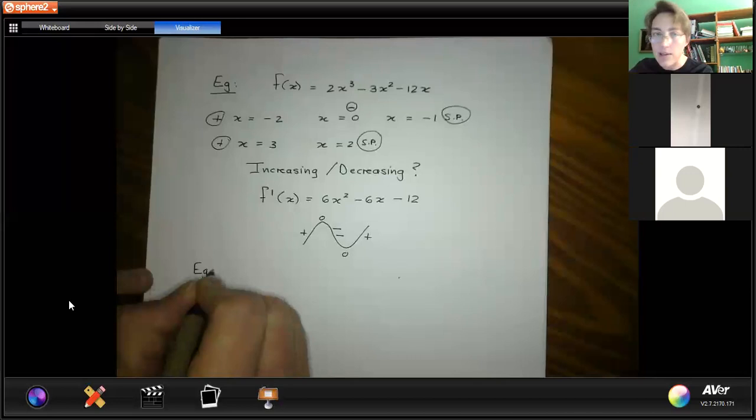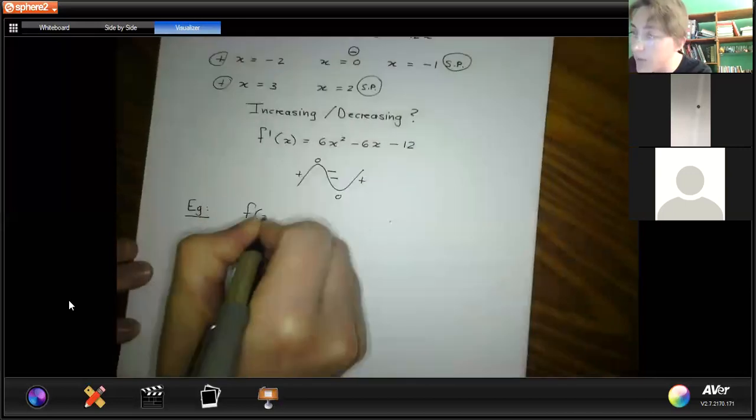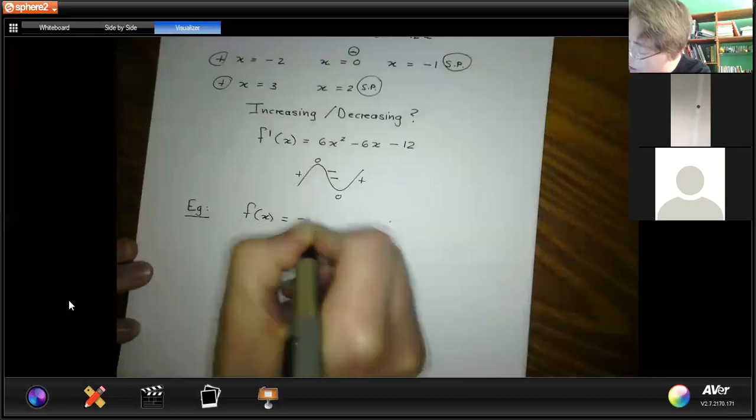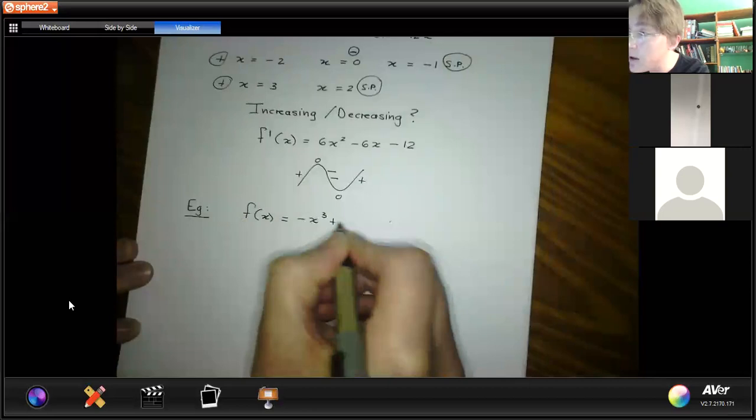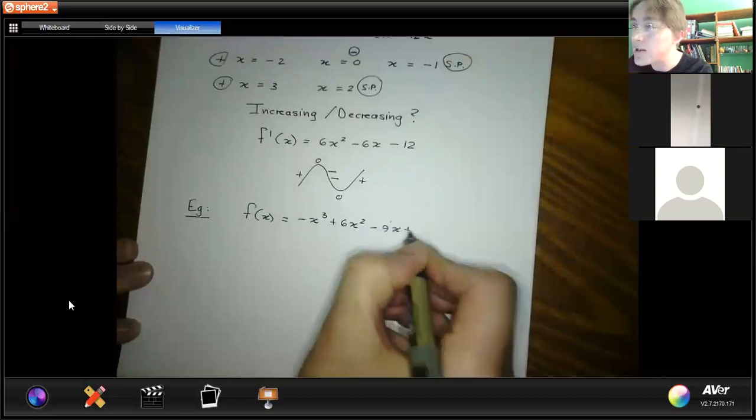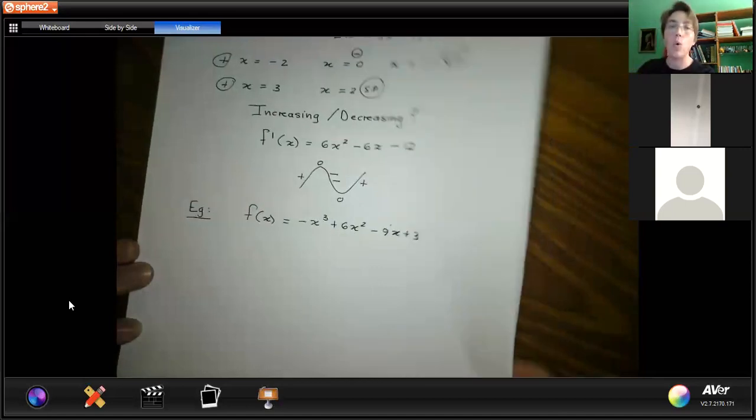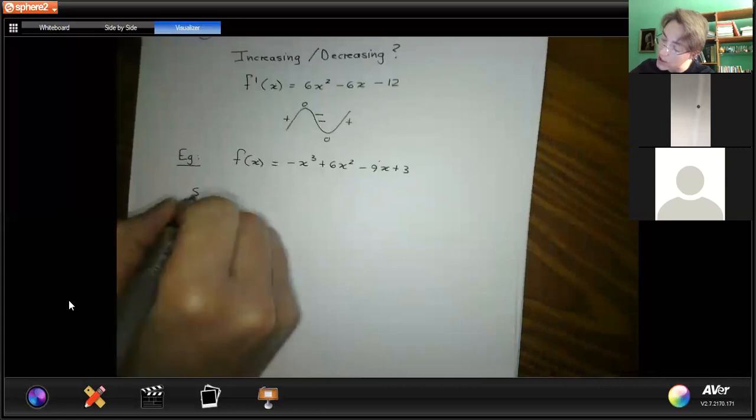So they give me another example, and in this particular example, they say f of x is equal to -x cubed plus 6x squared minus 9x plus 3. So again, a cubic function. And what they ask here is they say, please calculate the coordinates of the stationary points.